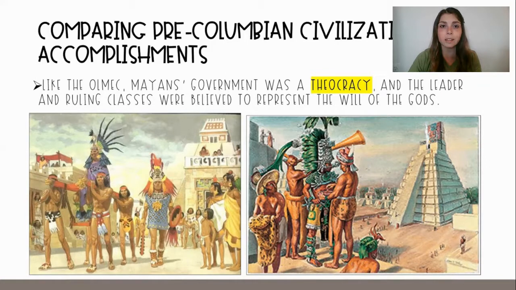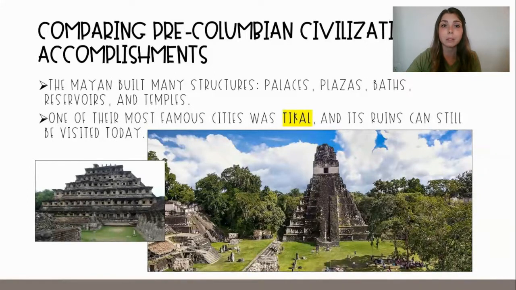Like the Olmec, the Mayan government was a theocracy, and the leader and ruling classes were believed to represent the will of the gods. The Mayan built many structures: palaces, plazas, baths, reservoirs, and temples. One of their most famous cities was Tikal, and its ruins can still be visited today.